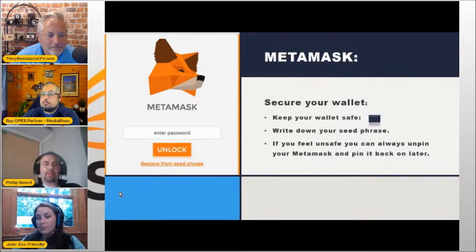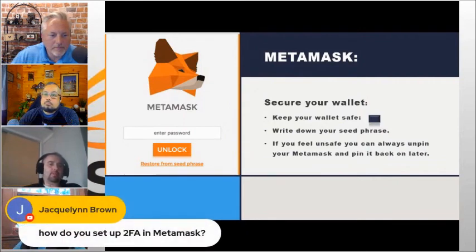Keep your wallet safe. There's another link right here. It will help you out with MetaMask, like setting up your wallet and whatnot. I do have some notes underneath this, and write down your seed phrase somewhere you can keep it safe. They also have these little capsules you can buy through Ledger, which I'll get into next. But if you feel unsafe, you can always unpin your MetaMask and pin it back on later. That's something a lot of people don't know.